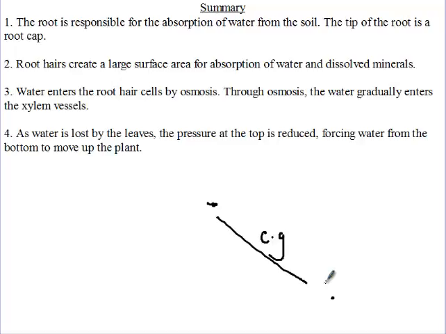Once the water gets into the xylem, water is lost by the leaves, and this reduces the pressure at the top. And therefore, once the pressure at the top is reduced, the pressure at the bottom is higher than that at the top, so the water will be forced upwards. And then eventually, the water will get into the vascular bundles in the leaf and then will be distributed to the cells by osmosis. This brings us to the end of our lesson on water uptake.